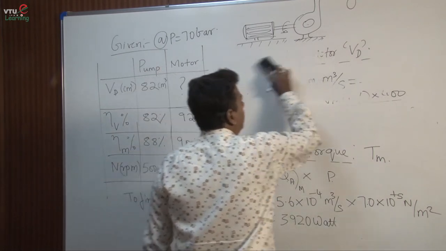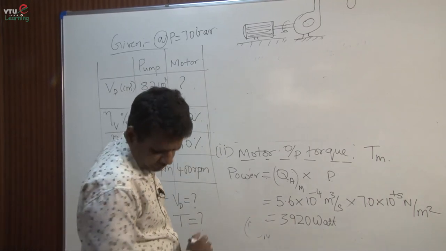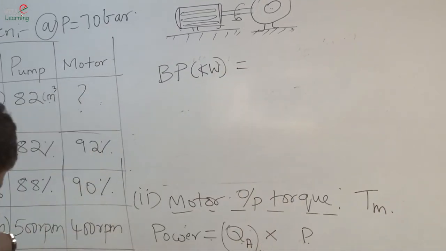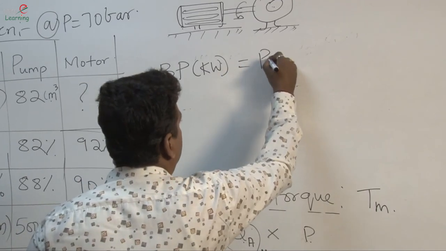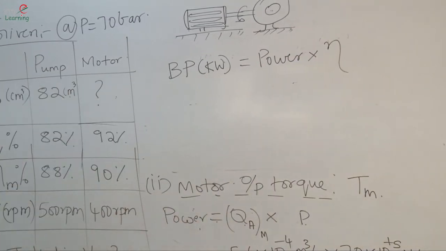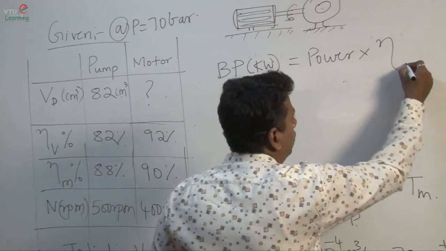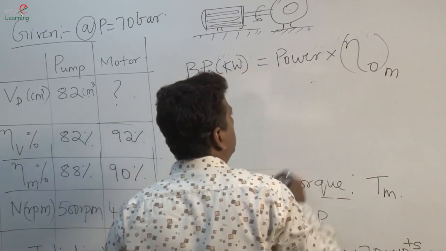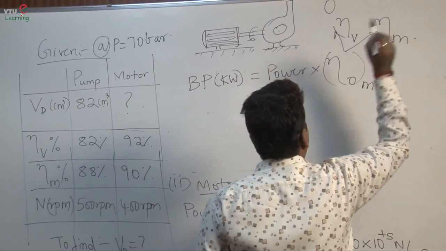So, this is the indicated power. You have to find out the brake power. The brake power, in kilowatts, is nothing but the power developed by the motor multiplied by the overall efficiency, that is volumetric efficiency and mechanical efficiency. So, what I call the overall efficiency, of the motor, right? This will consider the volumetric efficiency as well as the mechanical efficiency, right?